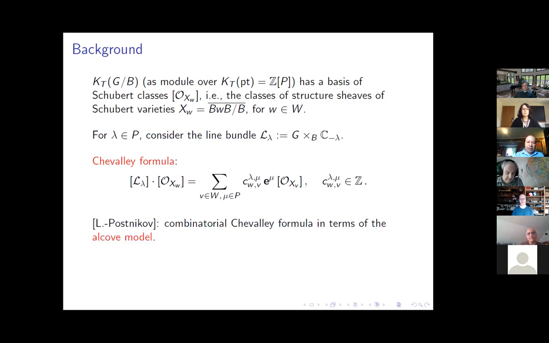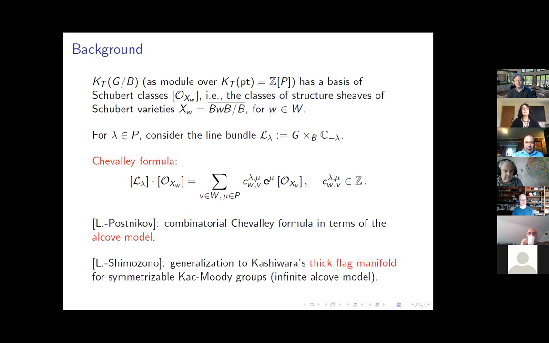In an older paper with Alex Postnikov, we gave a combinatorial formula in terms of a model, which will come up here too, called the alcove model. You'll see why it's called like that. And then later, with Mark Shimozono, we generalized this formula to the Kac-Moody setting, to Kashiwara's thick flag manifold for symmetrizable Kac-Moody groups. And here we need an infinite version of the alcove model, which I will not mention in this talk.